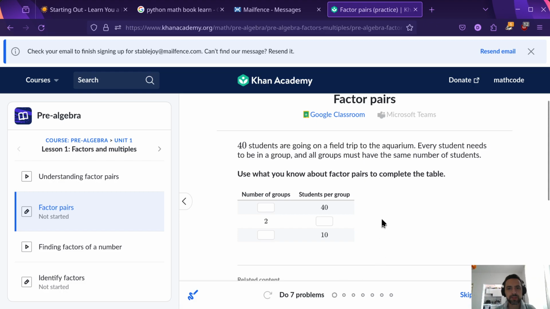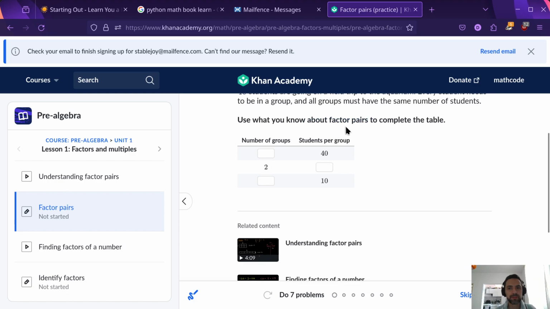Yep, this is the new homes. Check. 40 students are going on a field trip to the aquarium. It's a lot of words here. Every student needs to be in a group, and all groups must have the same number of students. Use what you know about factor pairs to complete the table. Now, every student of those 40 needs to be in a group, and all those groups must have the same number of students. Use what you know about factor pairs to complete the table.